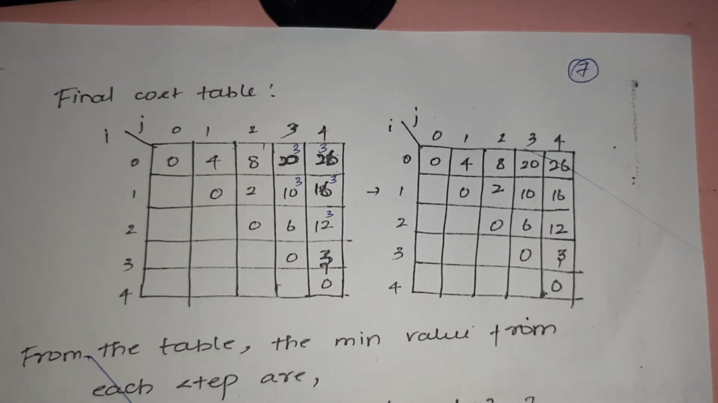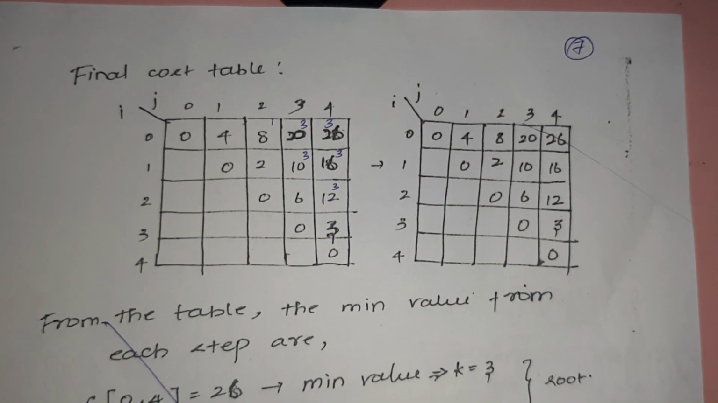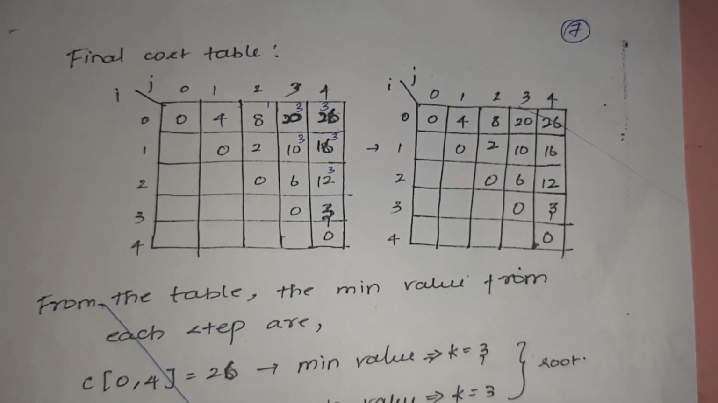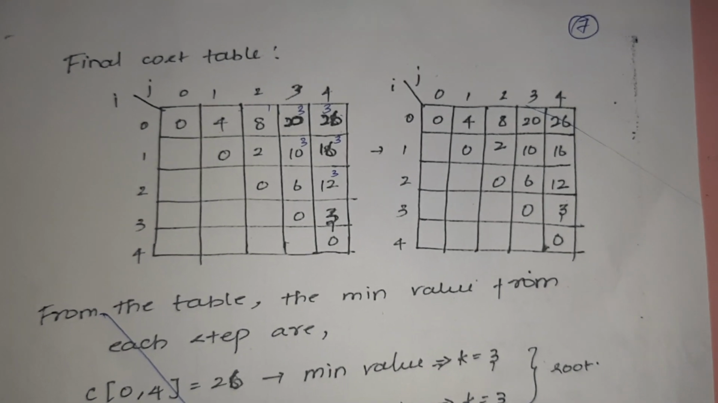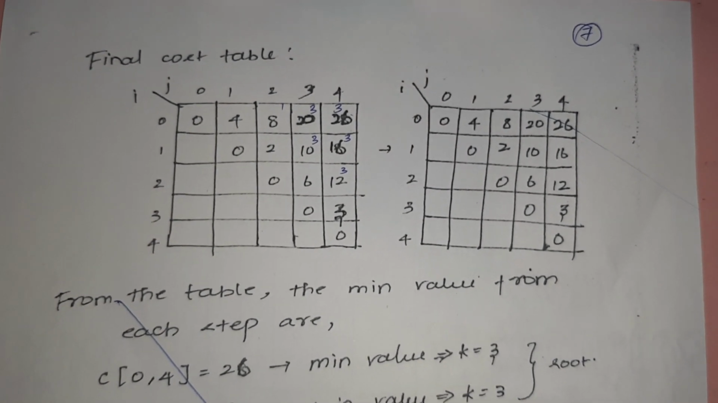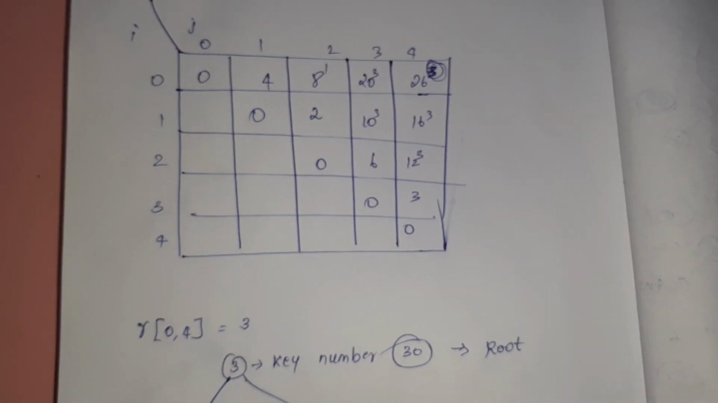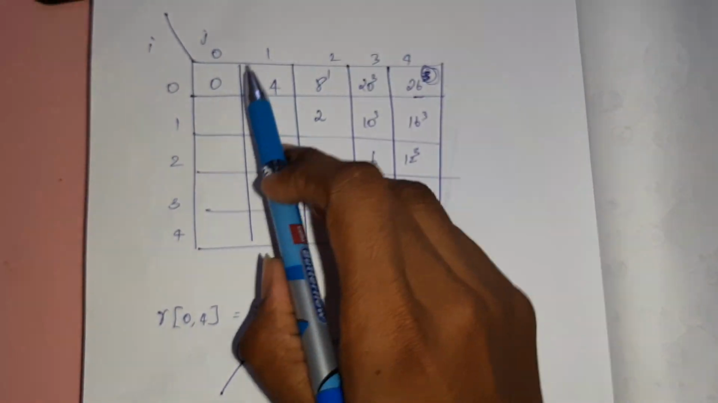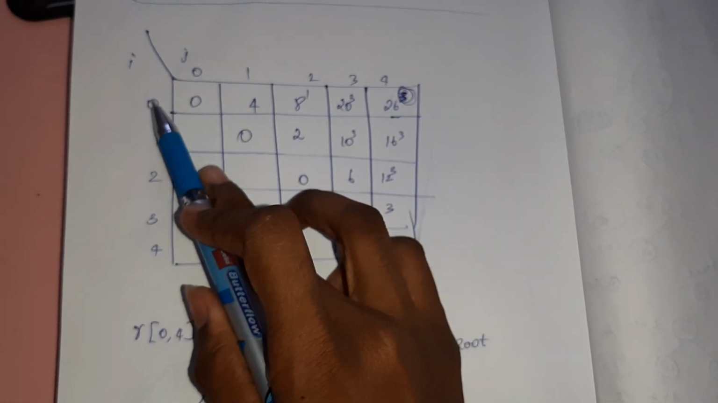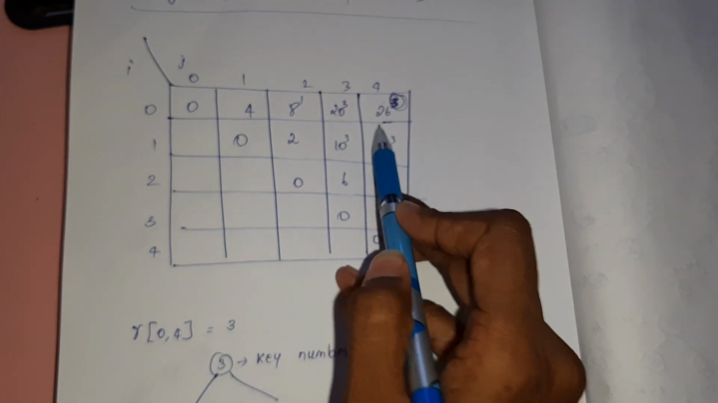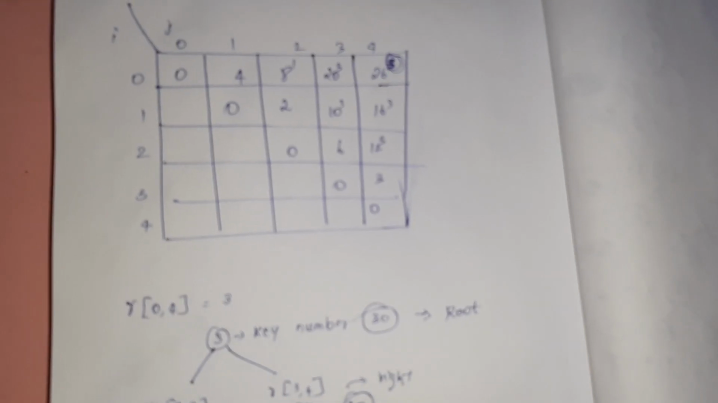Okay ma'am, from this how are we going to find the optimum minimum time? With the help of this final table we are going to find the minimum search tree, that is, the optimum search tree. So here, from the root 0 to 4, we are going to get it. From this, what is the value of 0 to 4? 26 is the value here. Now we are going to use those key values.